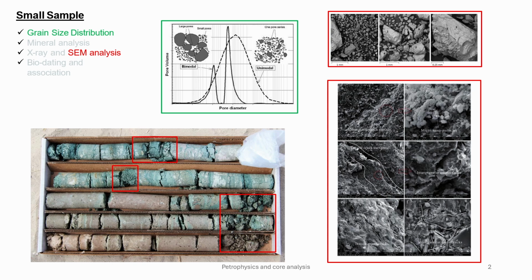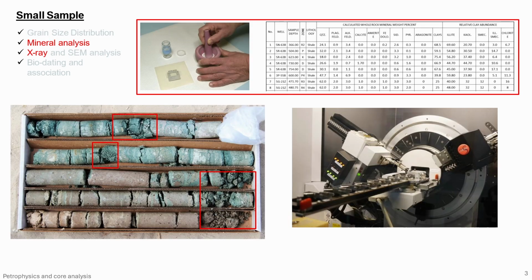This is especially useful in unconventional or tight formations, where very fine-scale features control fluid storage and flow. This slide continues the same idea. I would reinforce that small sample work complements slabbed core in thin sections. One gives the macroscopic view, another gives microscopic texture, and another gives detailed mineralogical or geochemical information. Together, these methods help build a multi-scale reservoir description rather than relying on a single test.